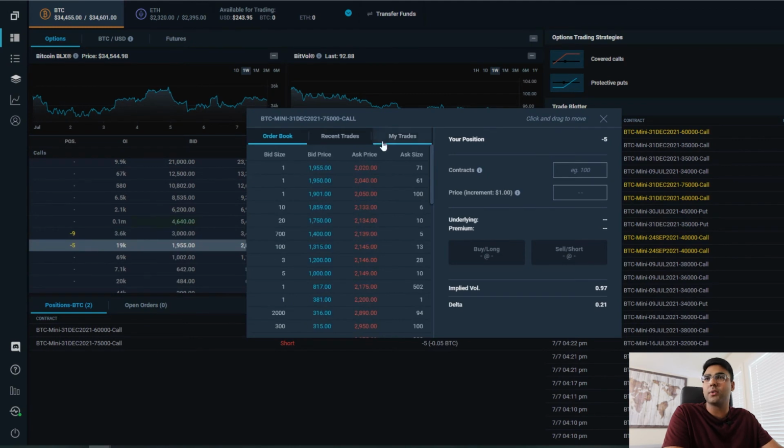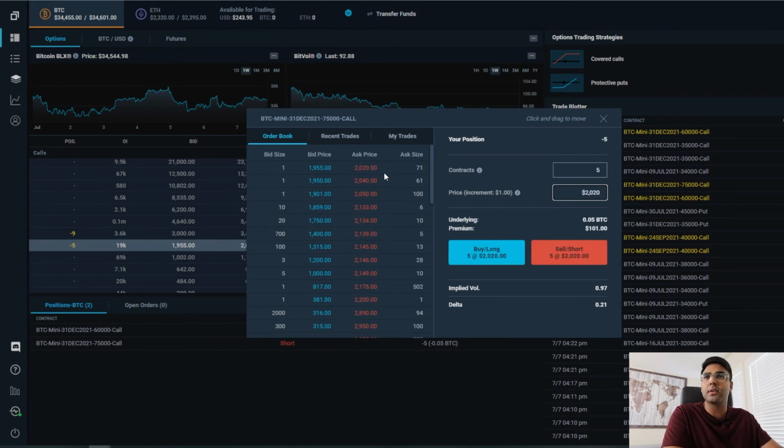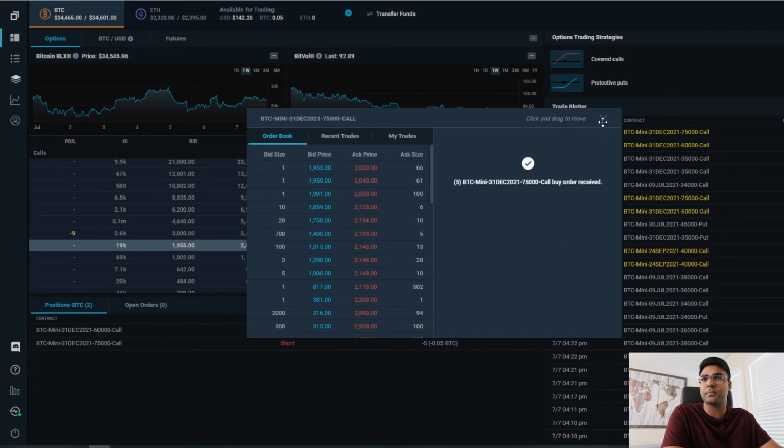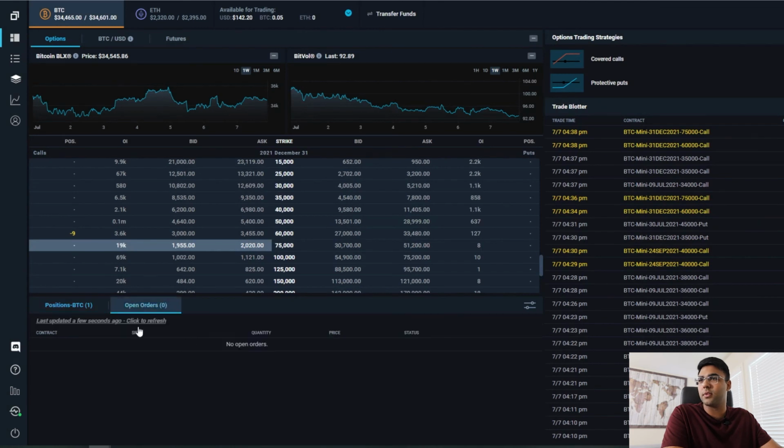So if I do this, go here, 5 contracts, and in terms of price increment, again, let's just make sure it goes through. And this would be to buy to close because we have 5 open because I want to roll it. So if you observe, volatility delta changes as well, depending on the contract and price and expiry, etc. So buy long, so premium paid 101, all right, confirm. So we did it, open orders, there are none. And now we're left here.